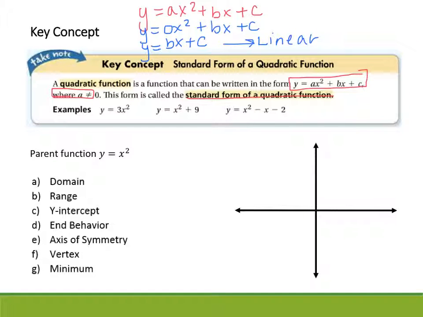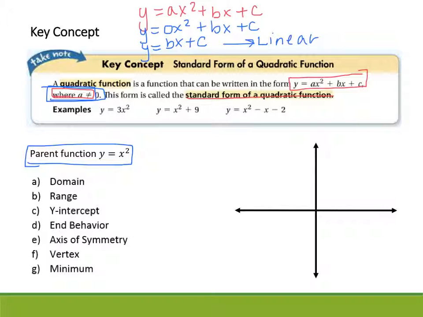And that particular function is linear, not quadratic. So that is why we have to put in this particular phrase where a does not equal 0 in order for this to be the standard form of a quadratic function. Now, when you're working with these functions, we have what is called a parent function, and it's y equals x squared. The reason we call this a parent function is because it's the simplest quadratic function, and it basically gives us the shape and certain properties for all quadratic functions.